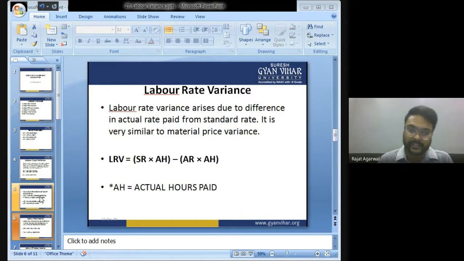Labor rate variance. Labor rate variance arises due to difference in actual rate paid from standard rate. It is very similar to material price variance; labor rate variance and material price variance are one and the same thing. In material price variance, the formula is standard price into actual quantity minus actual price into actual quantity. Here, standard rate into actual hours minus actual rate into actual hours.